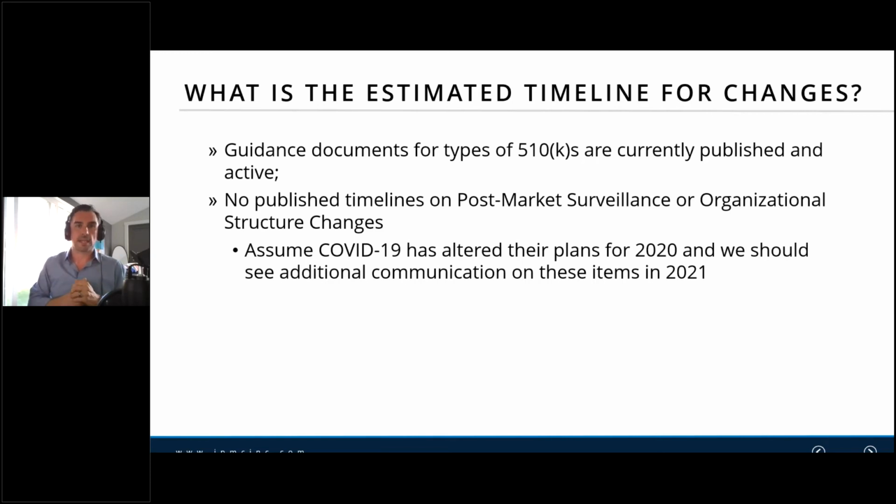Again, my assumption is that COVID-19 has altered the plans for 2020. Things like organizational changes, you kind of need everybody in the same place at the same time to sort those out. Post-market surveillance too, I wonder if some of those guidances have been, if not put on hold, at least extended out because the rate of approvals has slowed in 2020. So it could be that, but I do expect that these changes will take place as we emerge from COVID and as time passes.